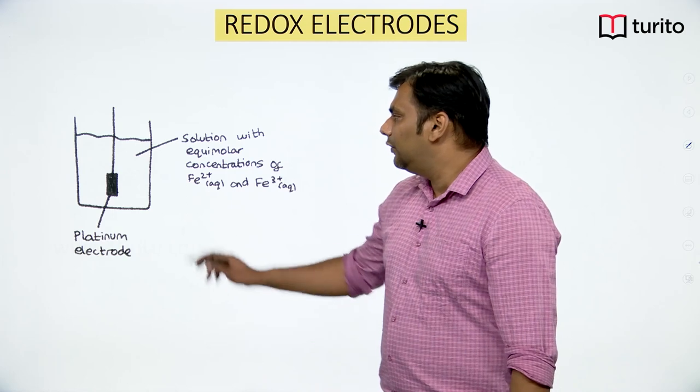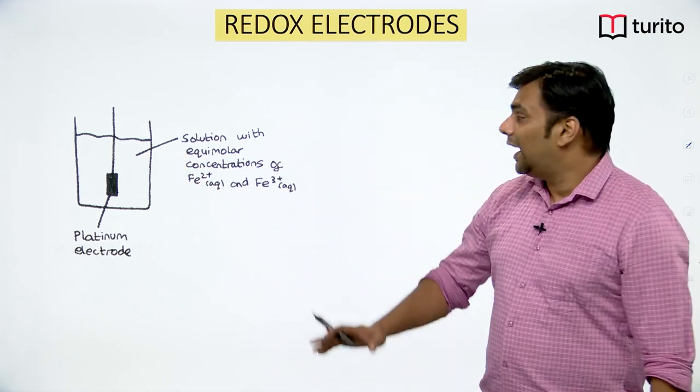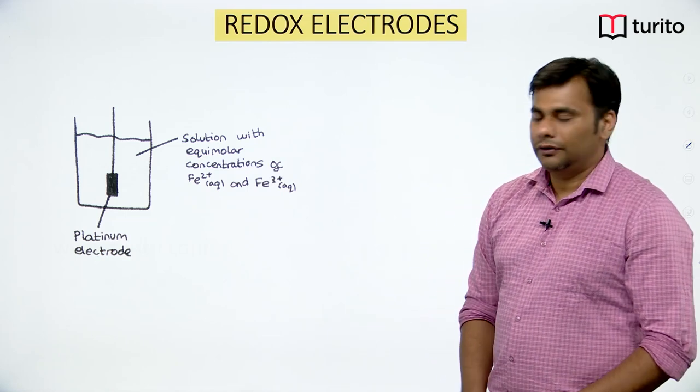Okay. Hope this is clear to you. So, till now we have done three very important half cells. The next important half cell is the redox electrode. Now, a redox electrode is basically an electrode in which both the ions that are undergoing oxidation and reduction are present in the solution itself.